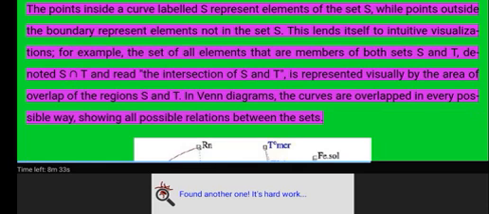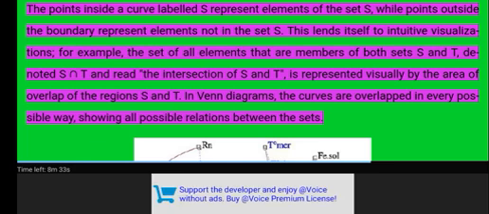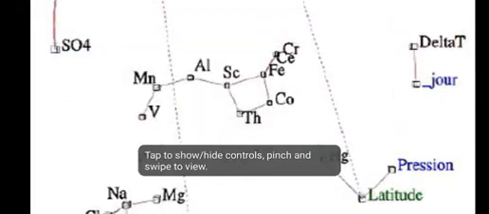This lends itself to intuitive visualizations. For example, the set of all elements that are members of both sets S and T, denoted S intersection T, in red. The intersection of S and T is represented visually by the area of overlap of the regions S and T in Venn diagrams. The curves are overlapped in every possible way, showing all possible relations between the sets.